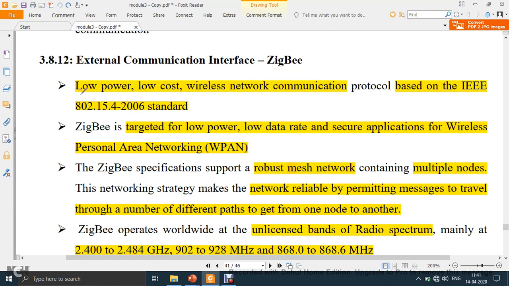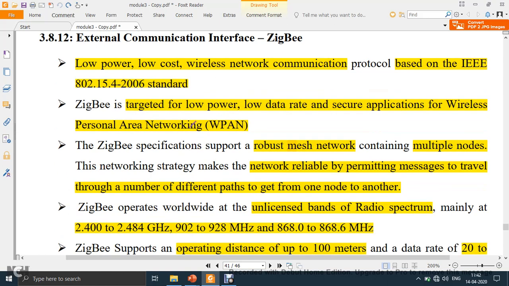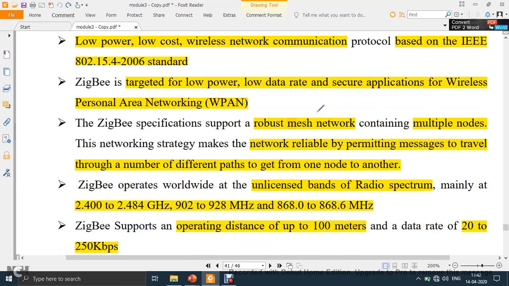Again it is wireless, low power, low cost wireless network communication. Wi-Fi is not low power, low cost, but this is low power, low cost. Again a standard is given, 802.15.4-2006. This is targeted for low power, low data rate and secure applications. So whenever the data rate is not much, you go for Zigbee. If the data rate is more, you can go for Wi-Fi.